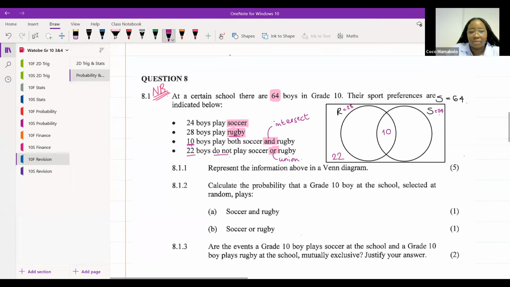I'm good. Okay, so that 28 is going to be subtracted by 10. Beautiful, good. We're going to subtract 10 because the whole circle must be 28. So how much goes in the rugby only section? 18. Correct, 18. And what happens in the soccer only section? What do we put there? We do the same thing. You say 24 minus 10 and you get 14.